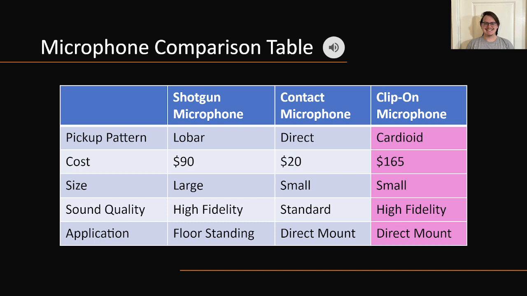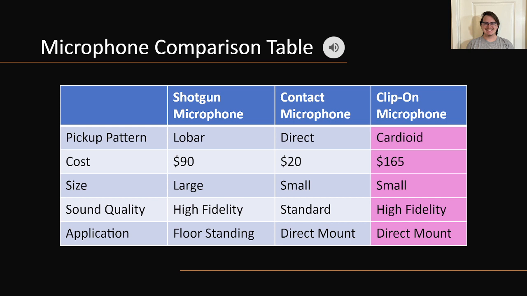Next we have the contact microphone, which has a direct connection to the instrument and picks up vibrations from contact alone, which lends it below average sound quality due to high frequencies being lost in this process. The contact microphone is the cheapest microphone and is the smallest.